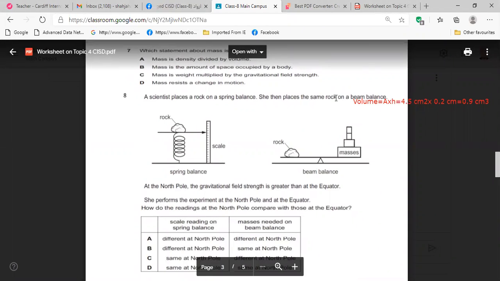If a scientist places a rock on a spring balance, she then places the same rock on a beam balance. The diagrams are given. At the North Pole, the gravitational field strength is greater than that at the equator. To perform the experiment at the North Pole and at the equator, how do the readings at the North Pole compare with those at the equator?